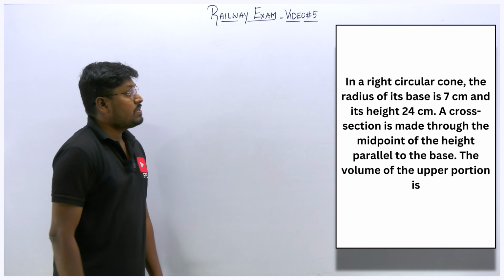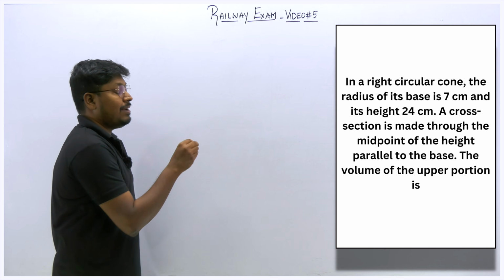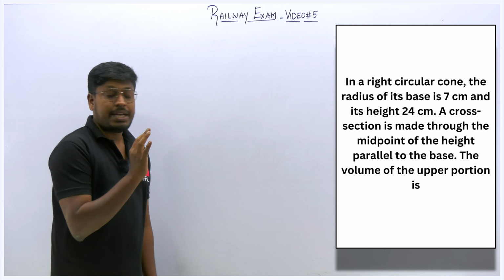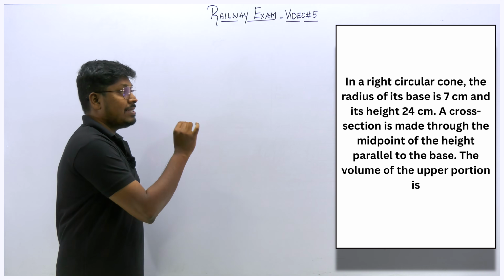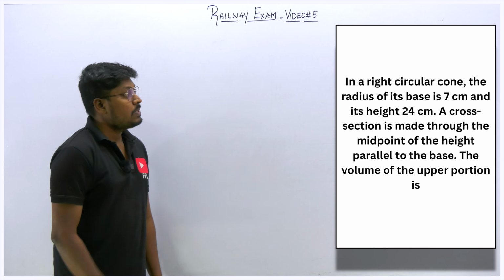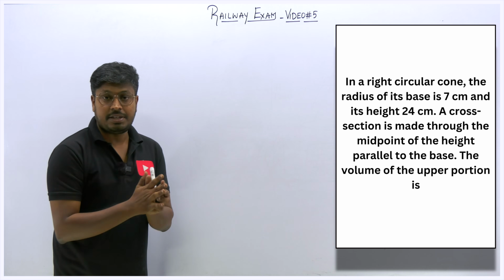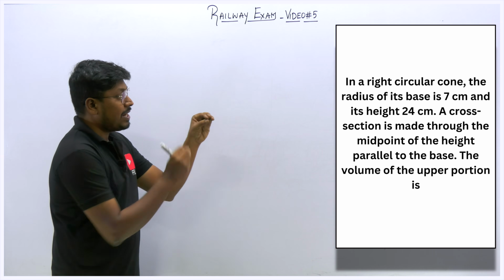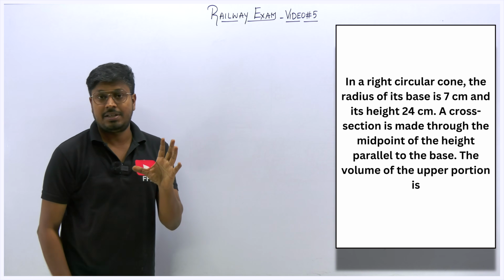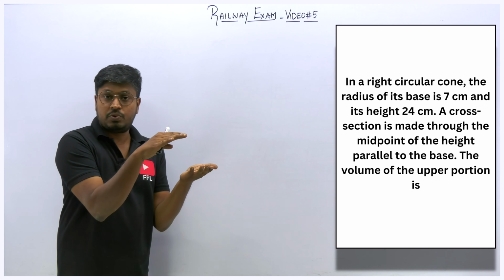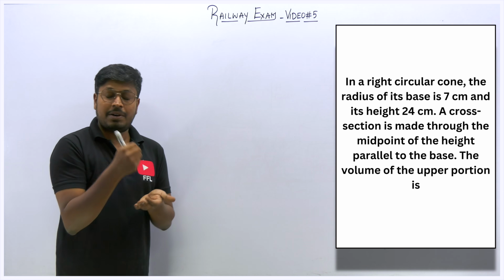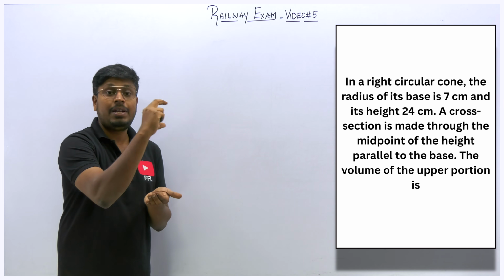Second question. In a right circular cone, the radius of its base is 7 centimeter and the height is 24 centimeter. A cross section is made through the midpoint of the height parallel to the base. Find the volume of the upper portion. Once you read the question, you can see our target is to find the volume of the upper portion. That means when you cut a cone into two halves, the topmost part will also be a cone. So our target is to find the volume of the upper cone.